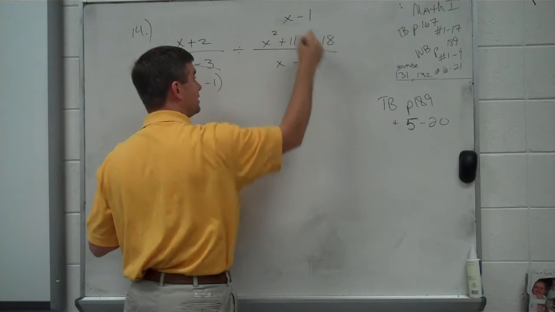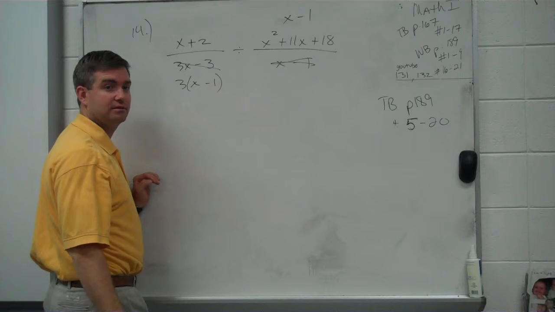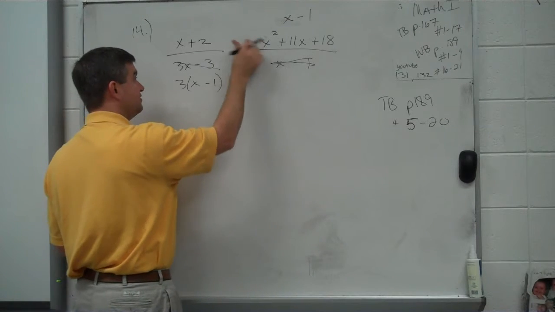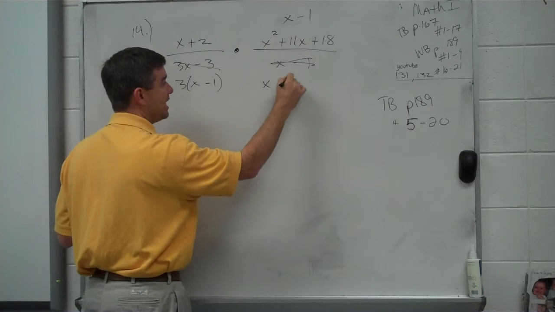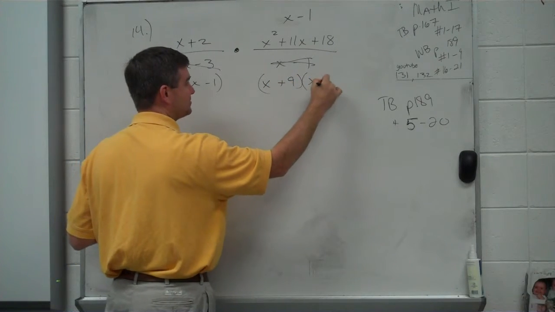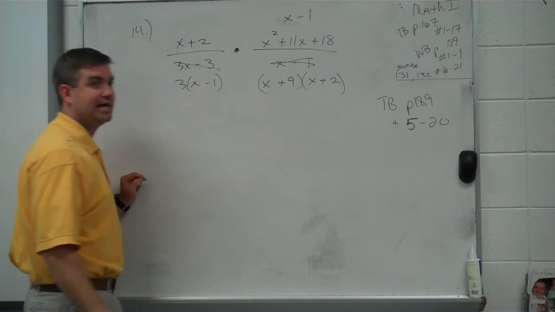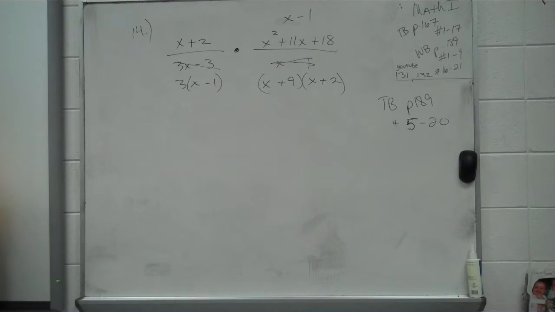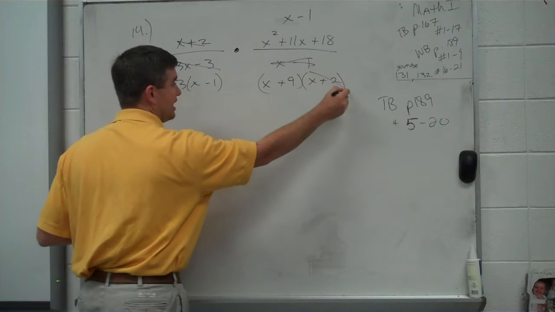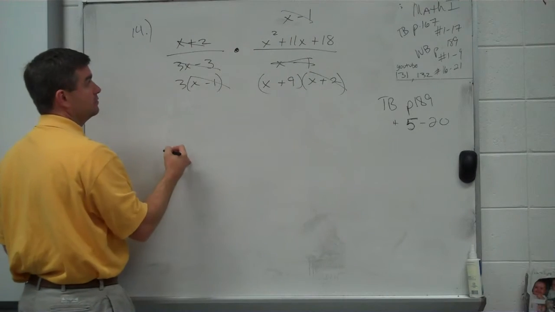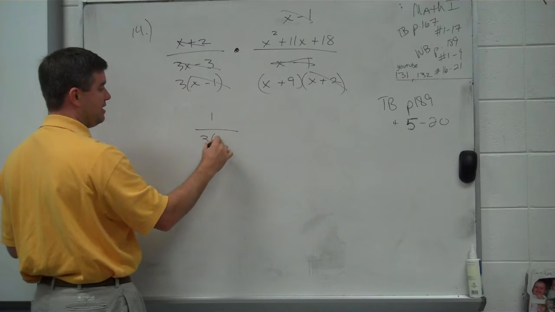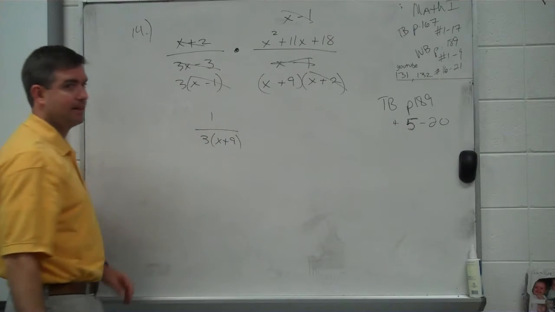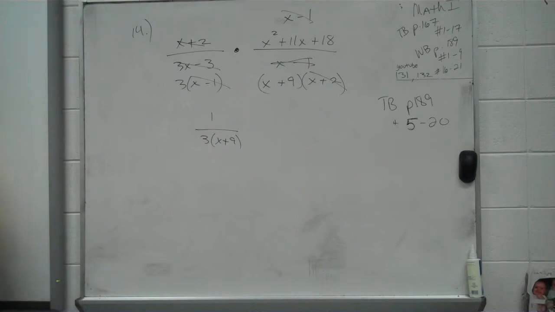X minus 1 simply goes on top. Why am I flipping it? Because it's division. This turns into multiplication. Okay? Then this factors into x plus 9 and x plus 2. Is that right? Yep. 9 times 2 is 18. 9 plus 2 is 11. So that's what that factors into. Cancel, cancel, cancel, cancel. On the top, everything goes away. On the bottom, I have 3 and x plus 9. And I'm done. Good job.